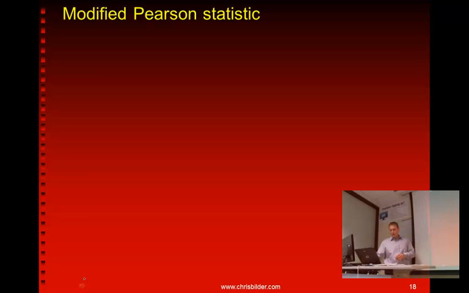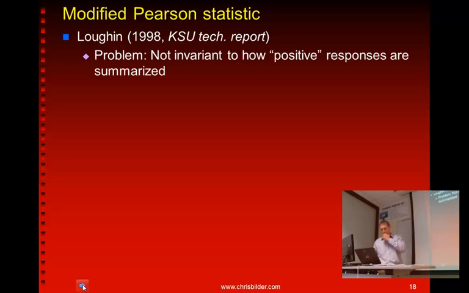Unfortunately, there was a problem. My advisor actually had a very similar statistic in his 98 Biometrics paper for a slightly different problem, and that was what motivated him to do this X squared M. But in Agresti and Liu's 99 Biometrics paper, they found a flaw in my advisor's reasoning, and that is this: the test statistic is not invariant to how positive responses are summarized.